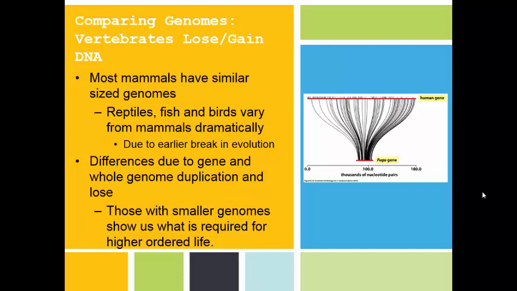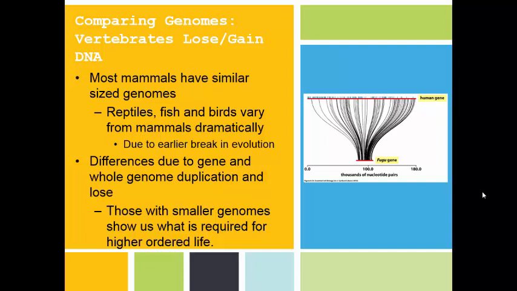On the macro scale, we can see that most mammals' genomes are of a similar size to ours, while reptiles, fish, and chickens vary dramatically. This is likely the result of gene and whole genome duplication that we discussed earlier. One example is the pufferfish. The fish's genome is about 1/10 the size of ours and contains minimal introns. However, the introns they do contain are very similar to ours, indicating that these introns are very important.